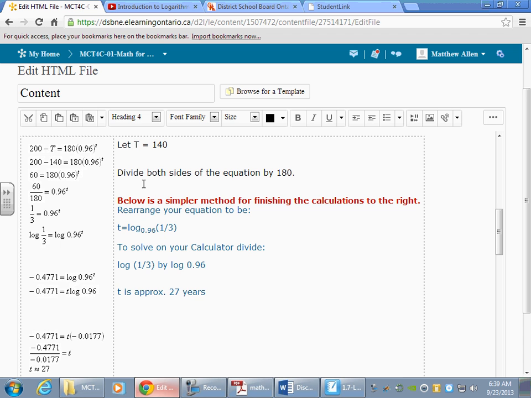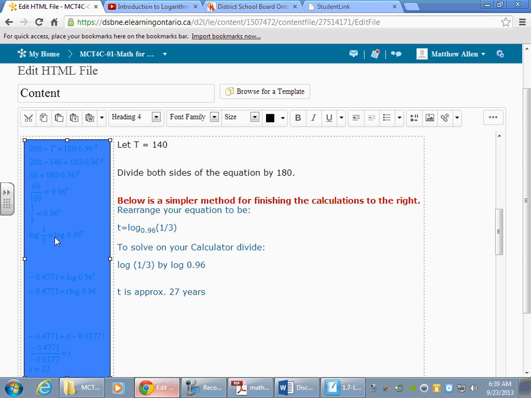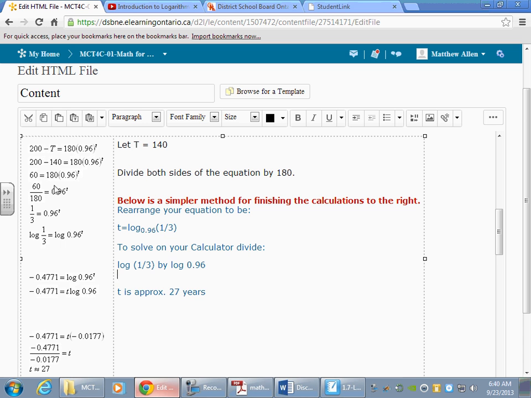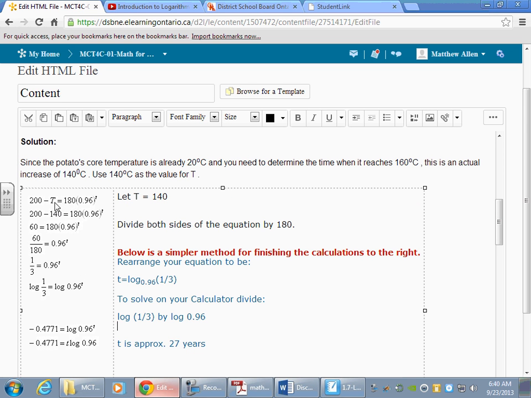I've put a little addendum here, or a little modification. The solution that you're given is a picture. I can't really edit it. I could redo it, but I thought maybe making the video was going to make it easier. The solution is fine. The original equation is fine, up to this point right here where it says 1/3 is 0.96t.